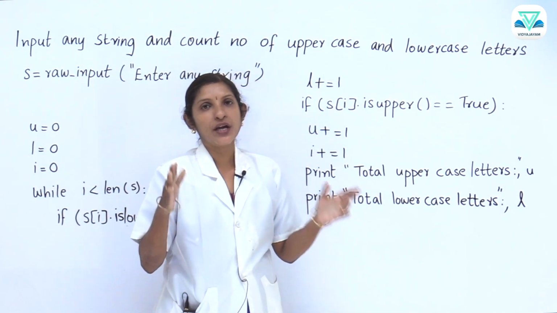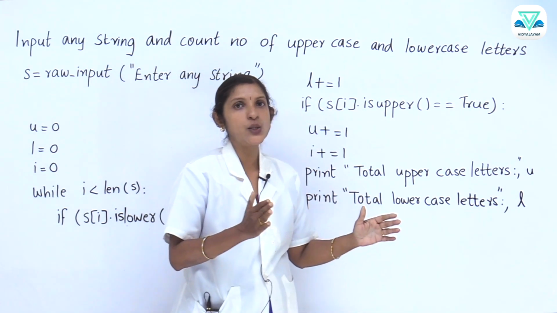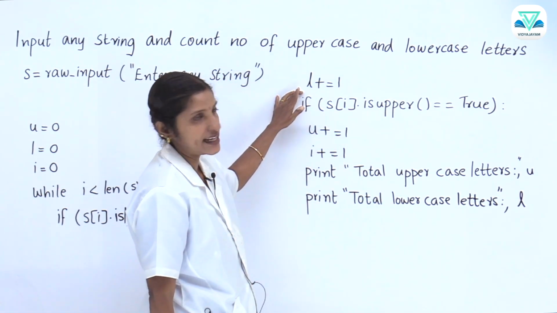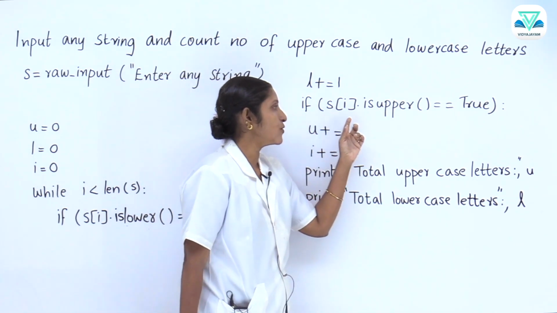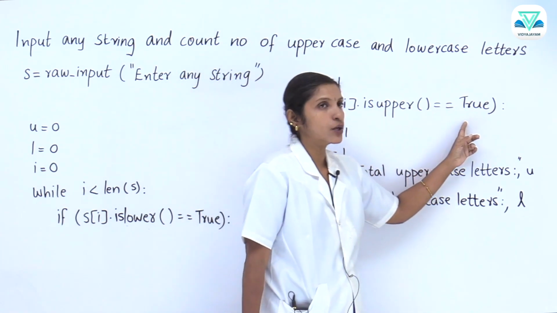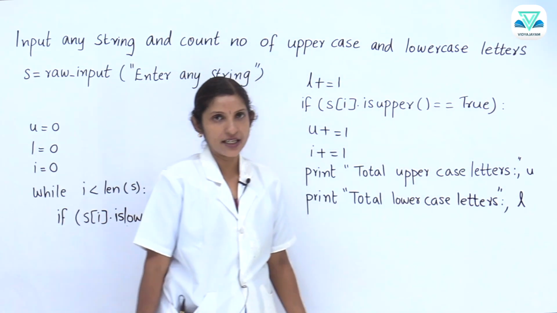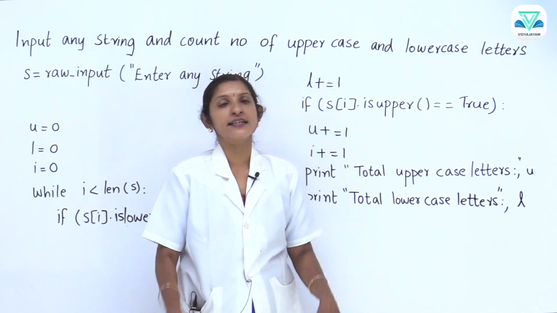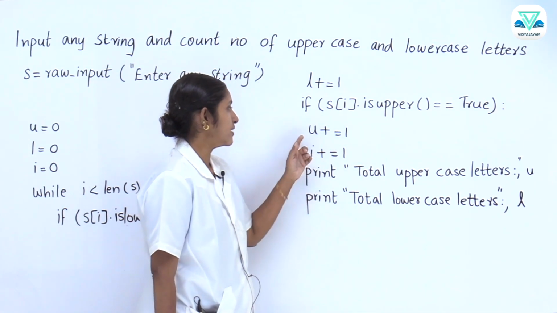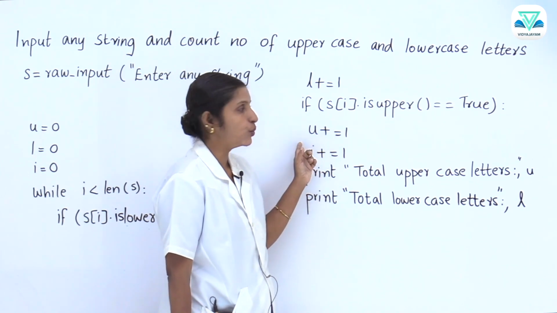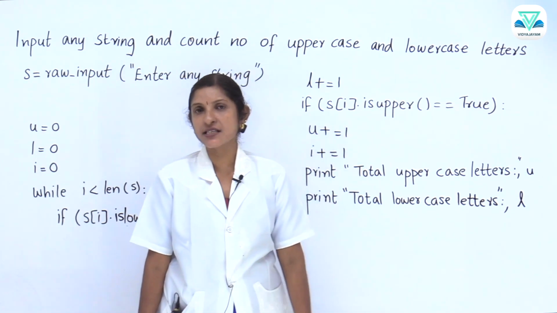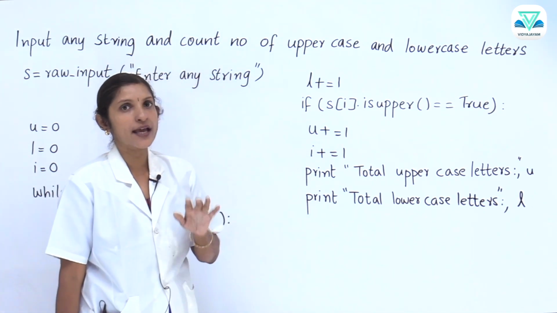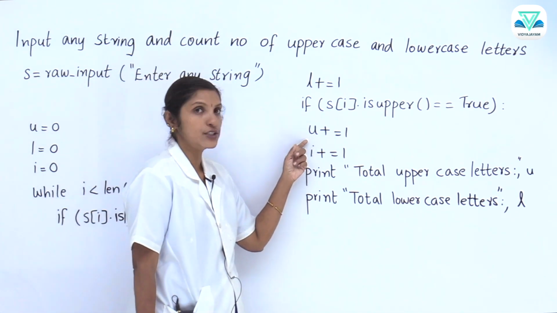That means we are able to count the number of lowercase letters and store it in L. If s of I dot isupper equal to true, that means we are going to calculate the number of uppercase letters present in the string. Then we are storing it in U. U plus equal to 1 means U plus 1. So we will get the number of uppercase letters and we are storing it in U.